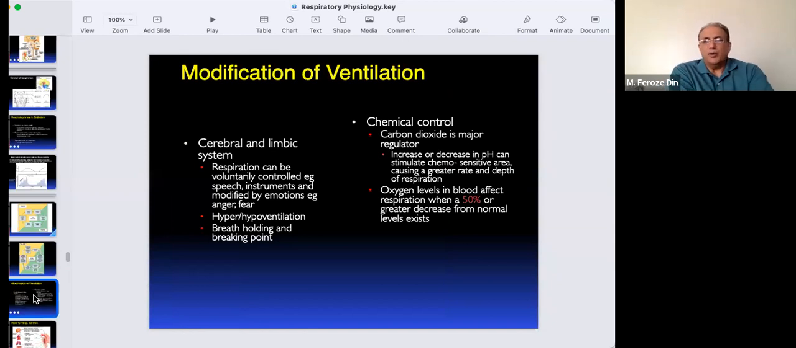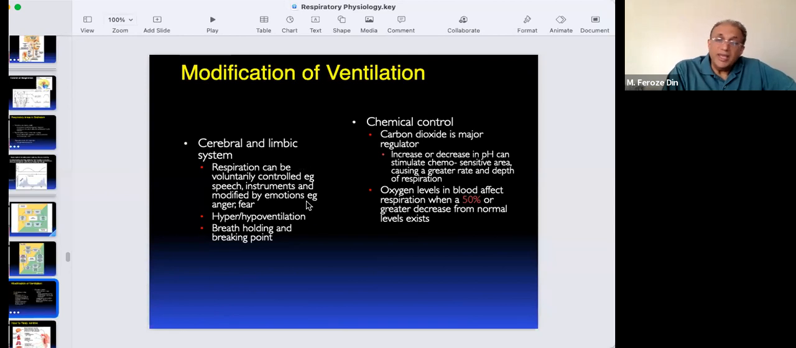This basic rhythm of breathing is influenced by a number of factors. First of all, it can be modified by central command, by the higher centers. For example, when we speak, when we are playing musical instruments which require breathing, all of that requires our breathing to be controlled. So we use our expiration for speaking. So we have to take a breath and then speak. Yeah, we can't speak endlessly. So that has to be voluntarily controlled.